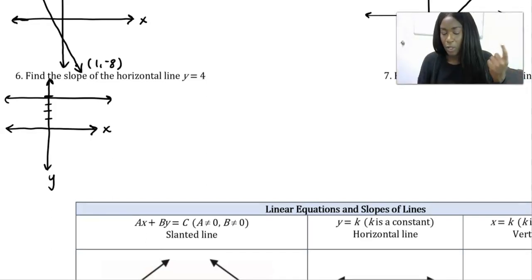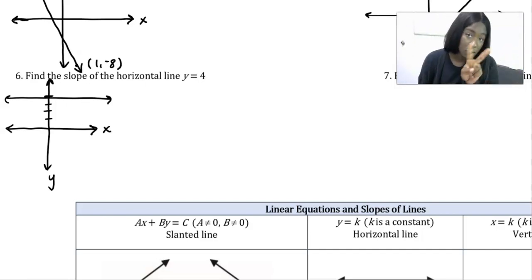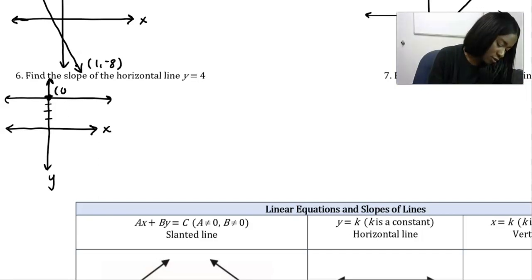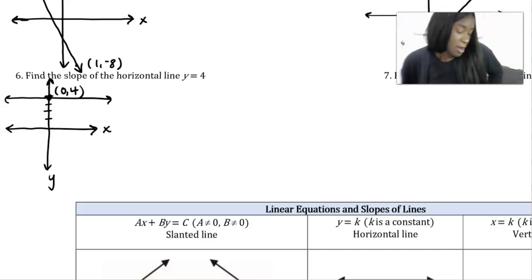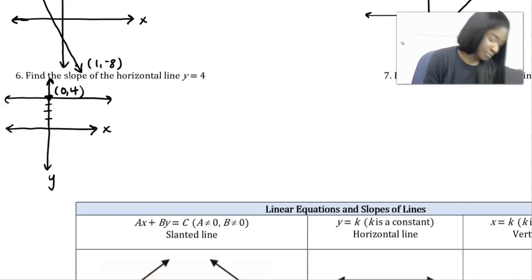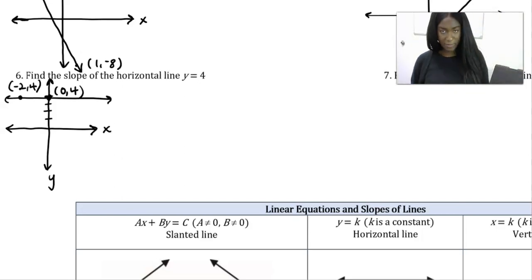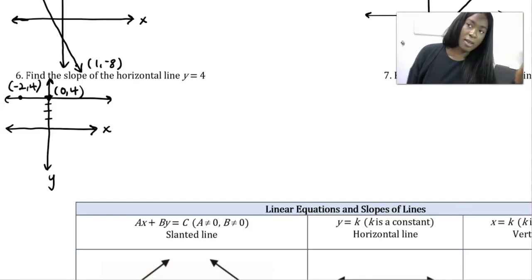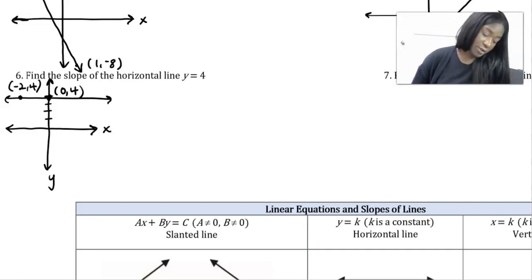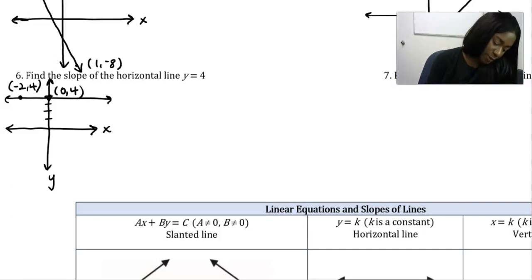We have been finding slope so far by using the slope formula, which requires us to have 2 points that are on the line. So let's just find 2 points that are on this line and then apply the slope formula. So one point that's on this line is the point (0, 4), right? Another point that's on this line is the point (-2, 4). Doesn't matter what x coordinate. I can pick any x coordinate I want to pick. As long as the y coordinate is 4, it will be on the line. So I'm going to use those 2 points to find my slope.